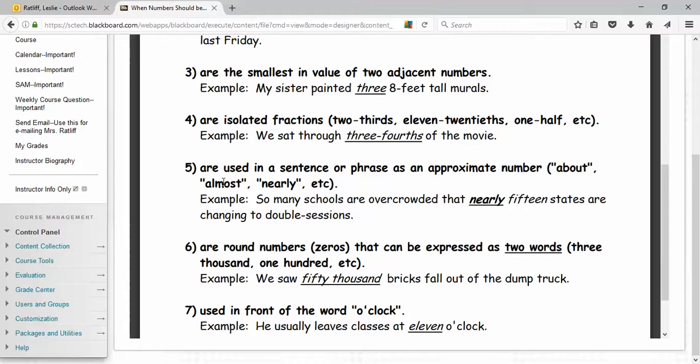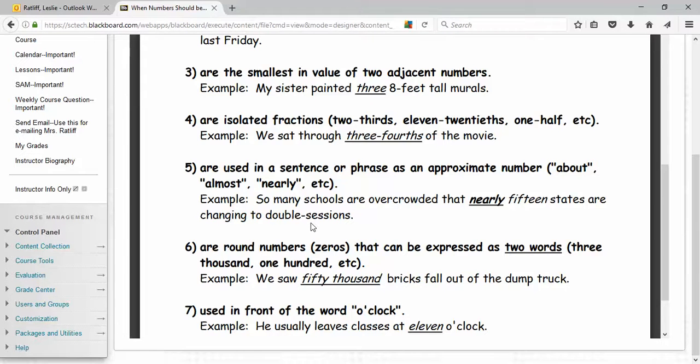Numbers should be words when they are used in a sentence or phrase as approximate numbers: about, almost, nearly. If you have 5 cars in your driveway, you have 5 cars in your driveway. If your child has 5 balls in their toy box, they have 5 balls exactly. But you can still have approximate numbers. It just depends on the words around the number. So here in the example, it says so many schools are overcrowded that nearly 15 states are changing to double sessions.